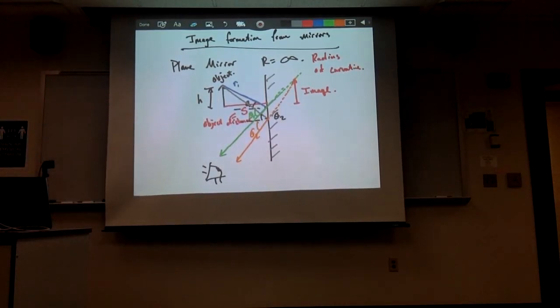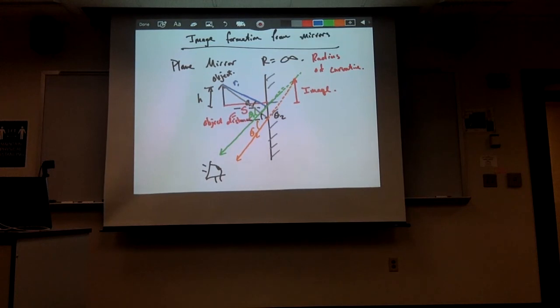Let's make some more nomenclature. Let's say this distance from the mirror to the position of the image is called S prime, which is what we call the image distance. And this image has a height, which we'll call H prime, equal to the image height.